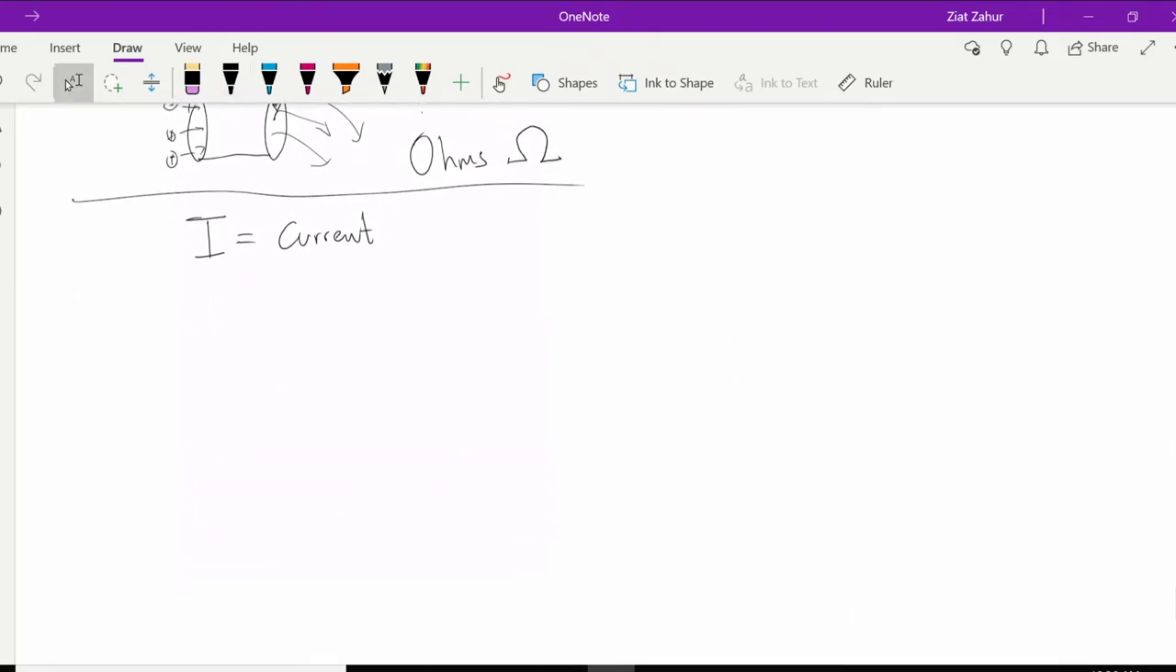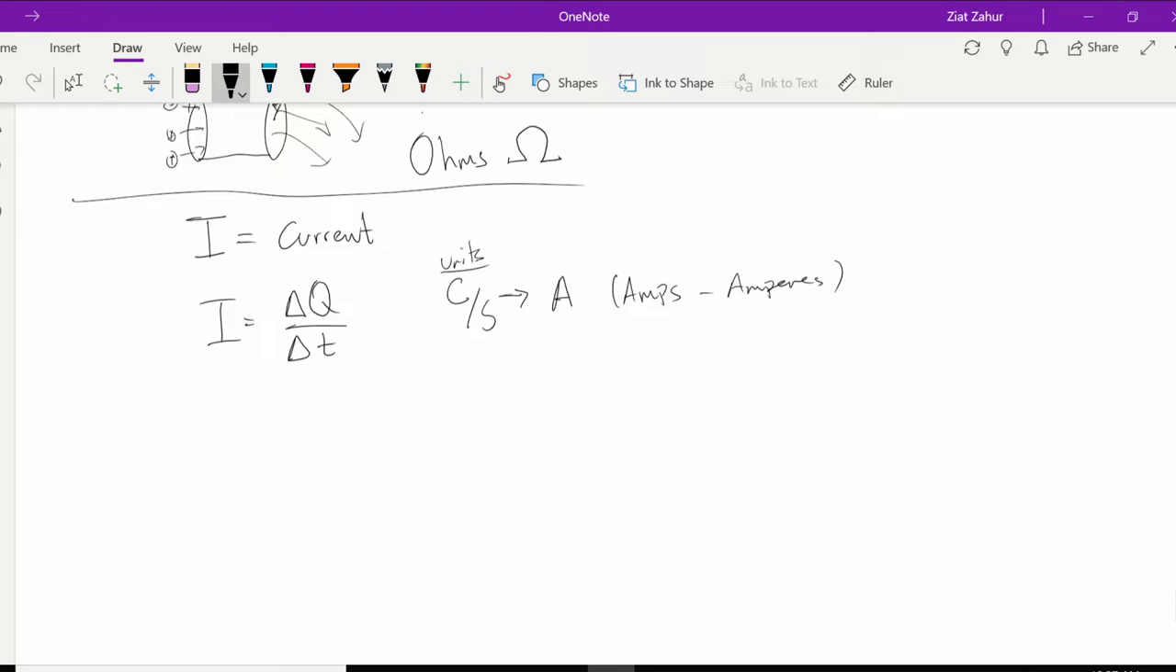All right, I is current. Current, by definition, is the amount of charge you're getting, delta Q, divided by delta T, so how much charge you get per second. In other words, you get coulombs per second, but we don't use coulombs per second. Instead, 1 coulomb per second is actually 1 amp, which is short for ampere. So stick to A. A is amperes, but know that 1 ampere is 1 coulomb every second.